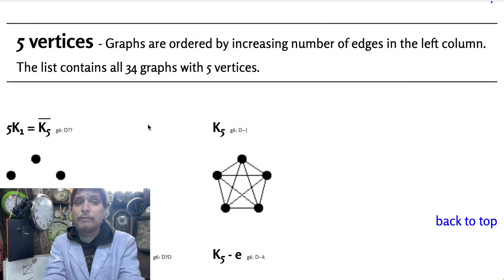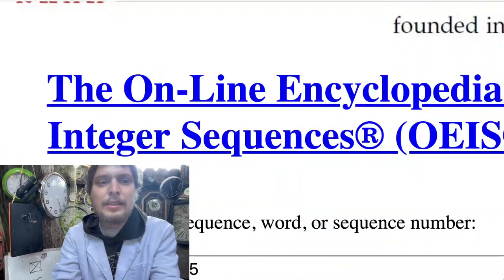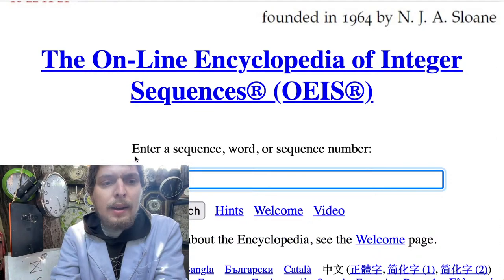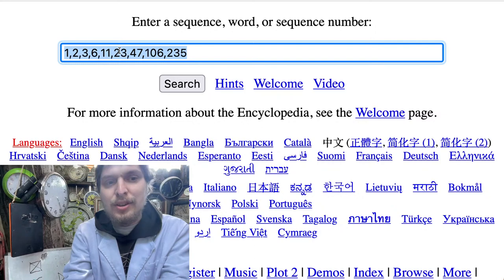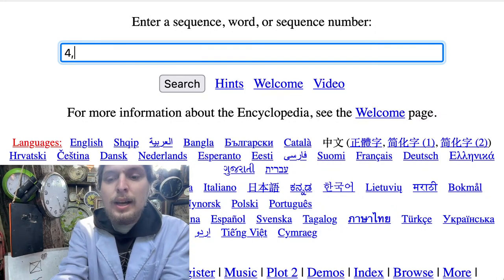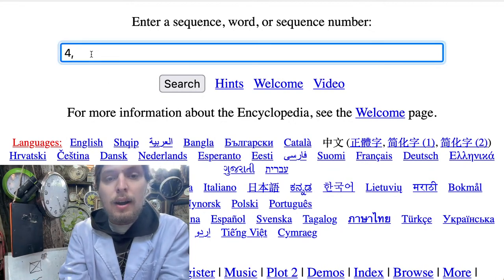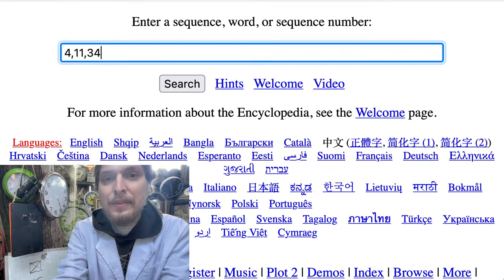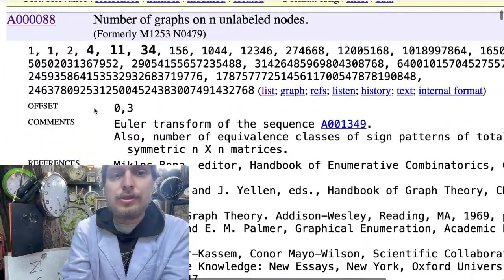Now, if we want to see more of these, a good resource is this site called the OEIS. Let me pull that up. It's the Online Encyclopedia of Integer Sequences. I've seen that they have the sequence before, but I don't know which sequence it is, and I can find it very easily because I know the first few terms. I know that there were 4. It doesn't have to start with the first term. There were 4 somewhere in there for the third one. Then it went 11, then 34, and bam, number of graphs on n unlabeled nodes.